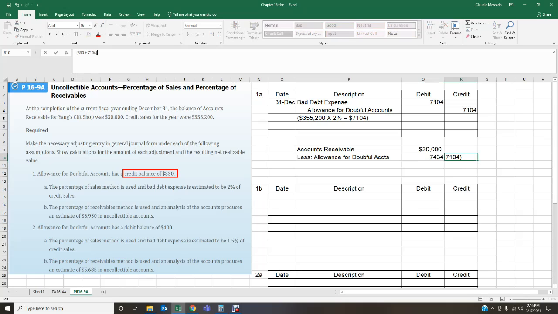Now, the reason I'm adding them is because you have a credit balance. So what does that mean? Is that you had in that bucket, you had $330 in the bucket, and we just put in an extra $7,104 into the bucket. So you need to add them together to give you your total for the bucket. And that's $7,434. And then now we can calculate the net realizable value for our receivables.